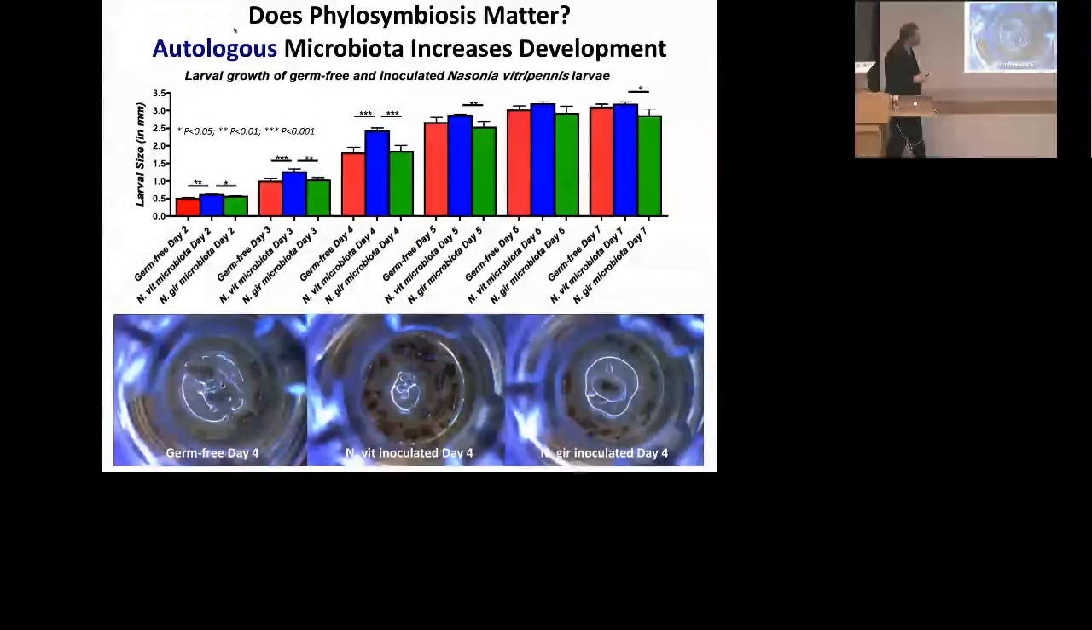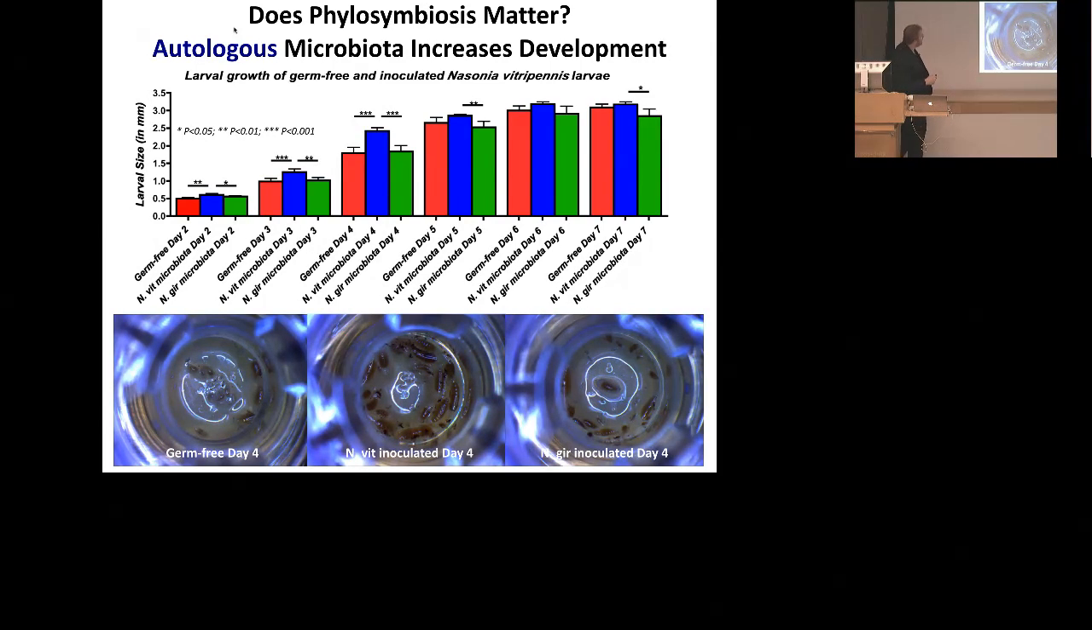All right, so does this pattern matter? Well, some new data that we've got from the lab recently, where we're taking autologous, or the resident microbiota, from one particular species of Nasonia and putting it into the other species of Nasonia. So in blue here is the resident Nasonia vitripennis microbiota, and we are putting that microbiota into the developing larvae of Nasonia vitripennis. And we're measuring development size along this temporal staging.